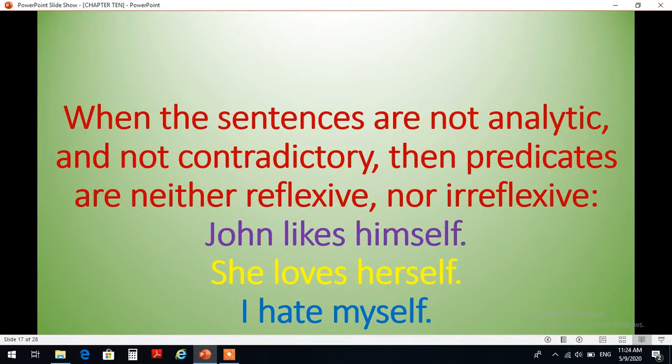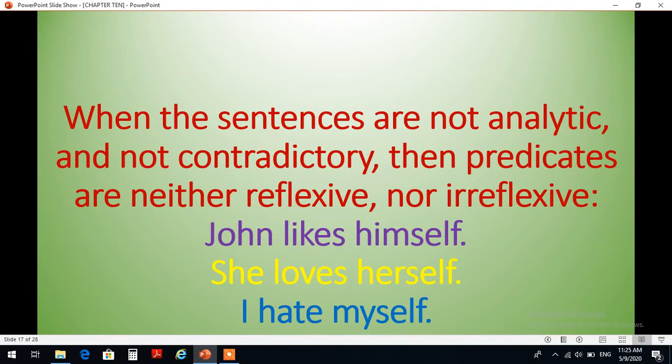When the sentences are not analytic and not contradictory, then predicates are neither reflexive nor irreflexive. حين لا تكون الجمل analytic sentence أي صحيحة 100%، وحين لا تكون متناقضة contradictory، في هذه الحالة نقول الخاصية للpredicate ليست reflexive وليست irreflexive. We say it is none.